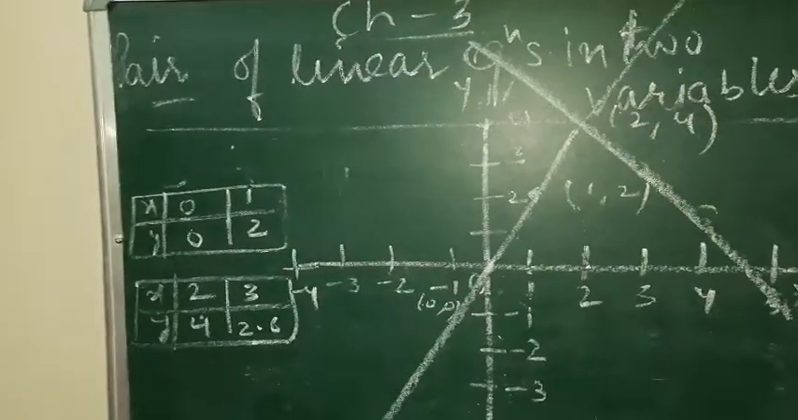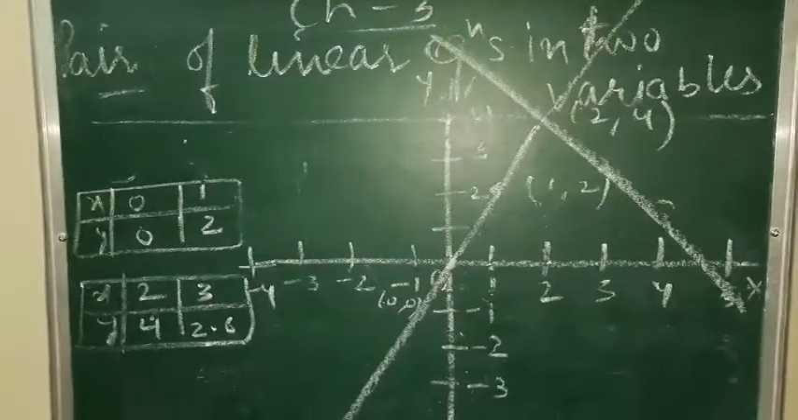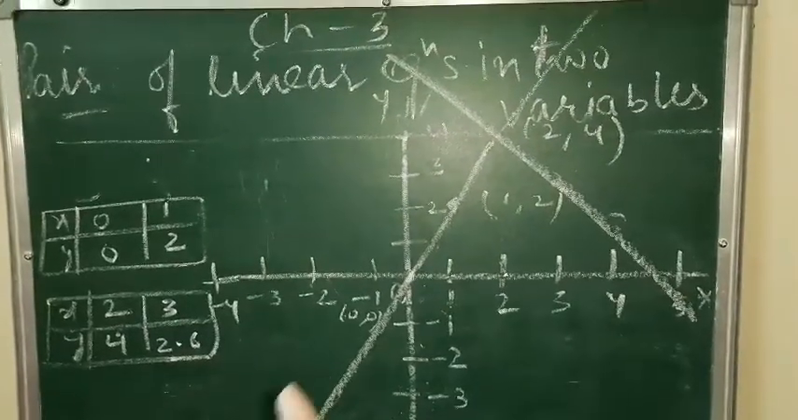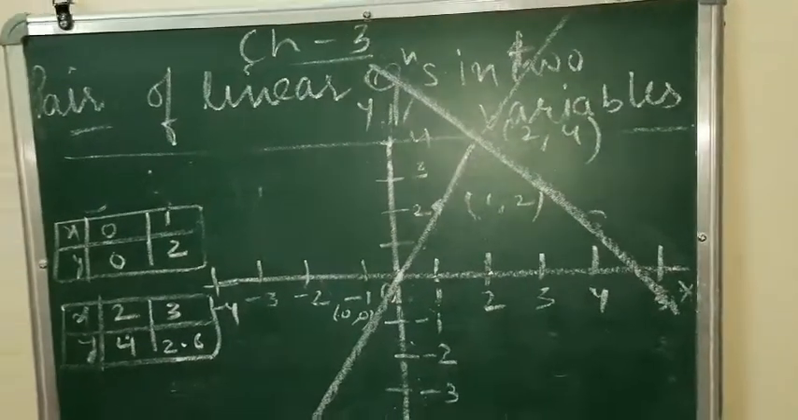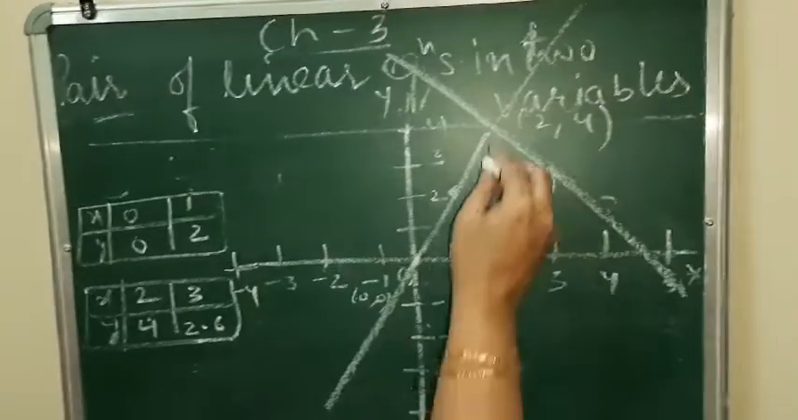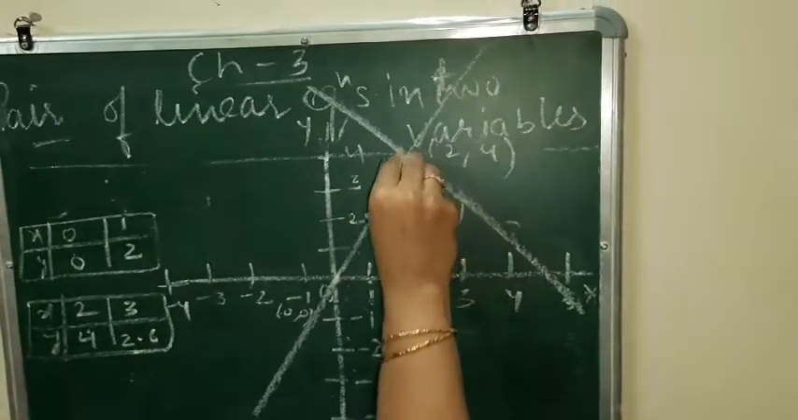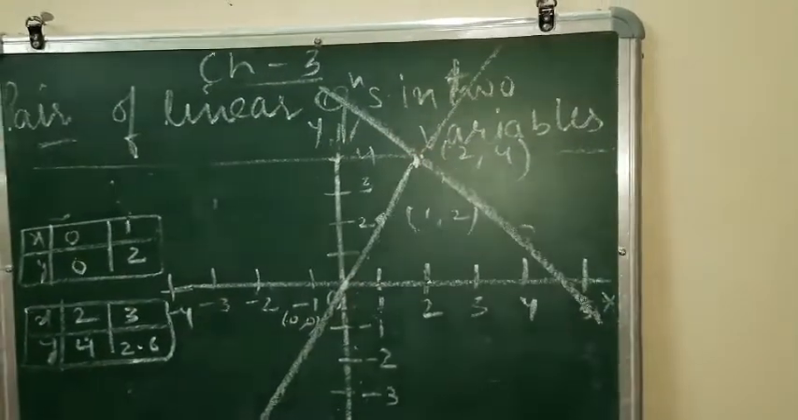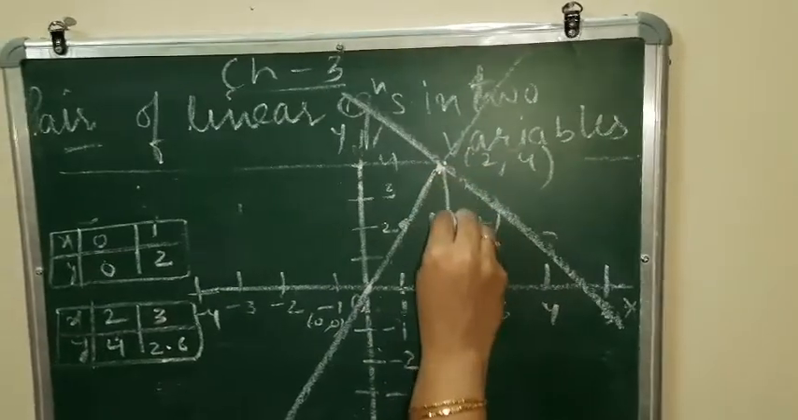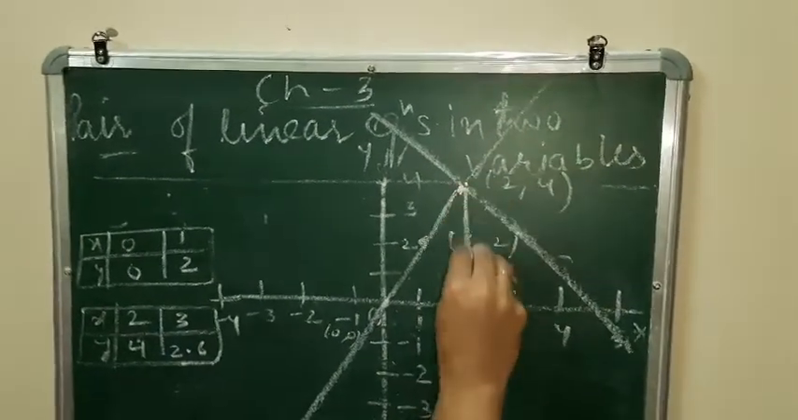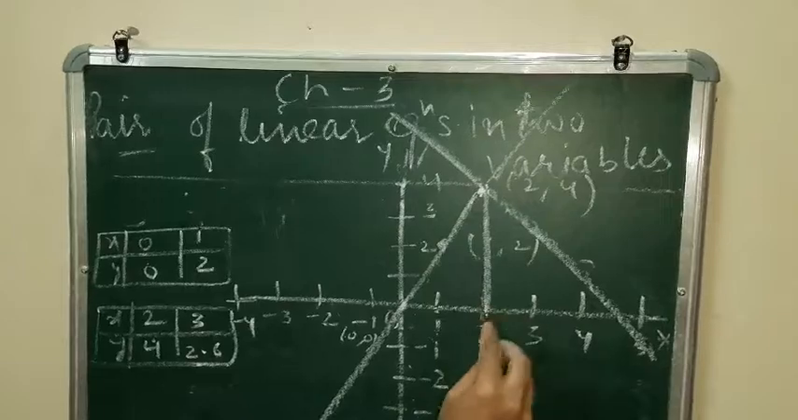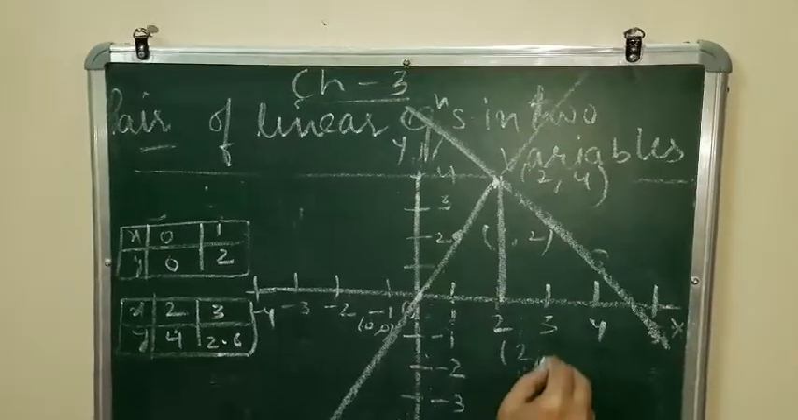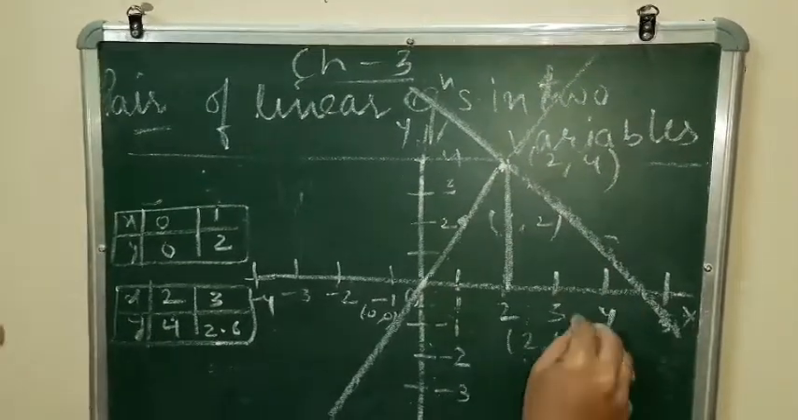And if I have to find what is the solution or what is the answer for both, you have to see both the lines are intersecting at this point. So you have to just see from the graph what is this point. This point is x 2 and y approximately 4.